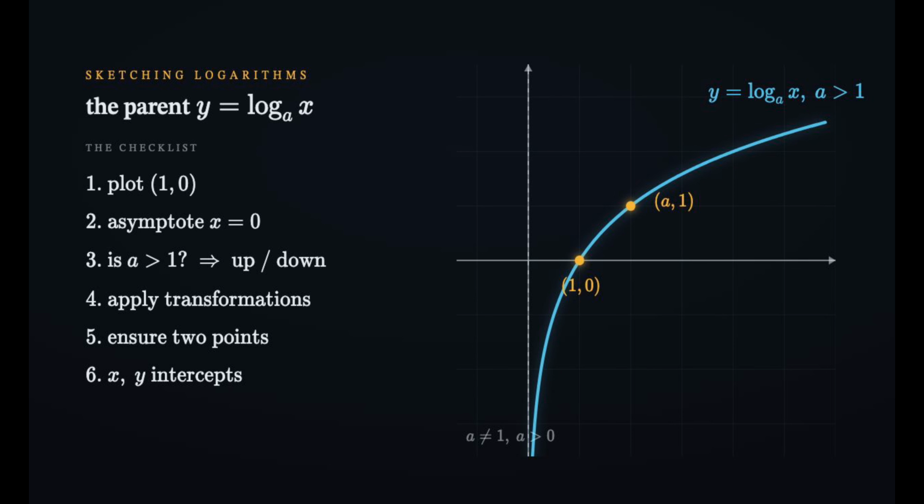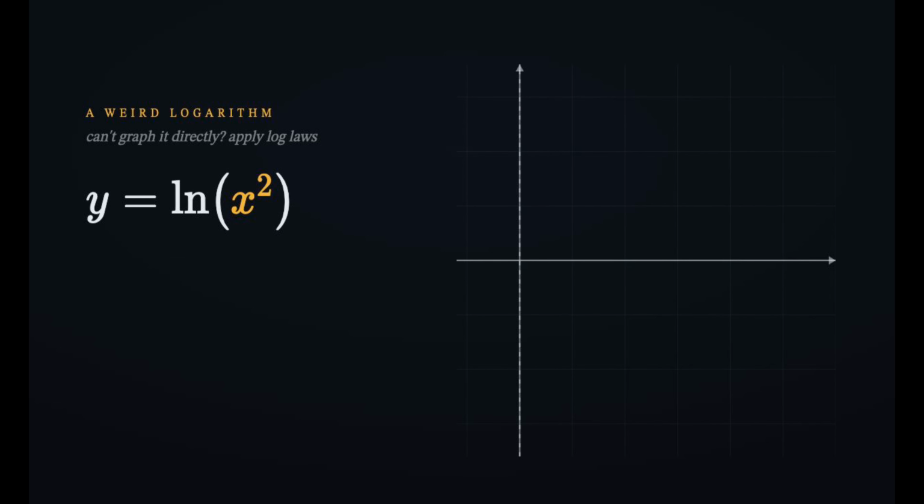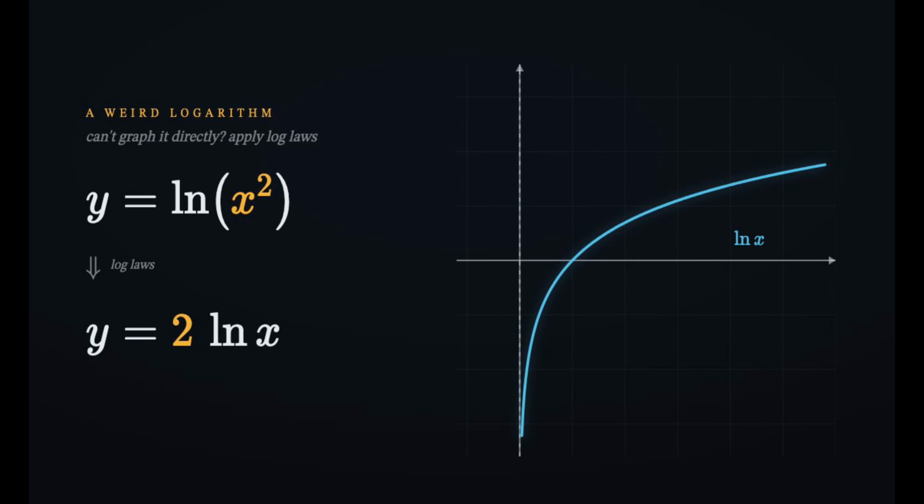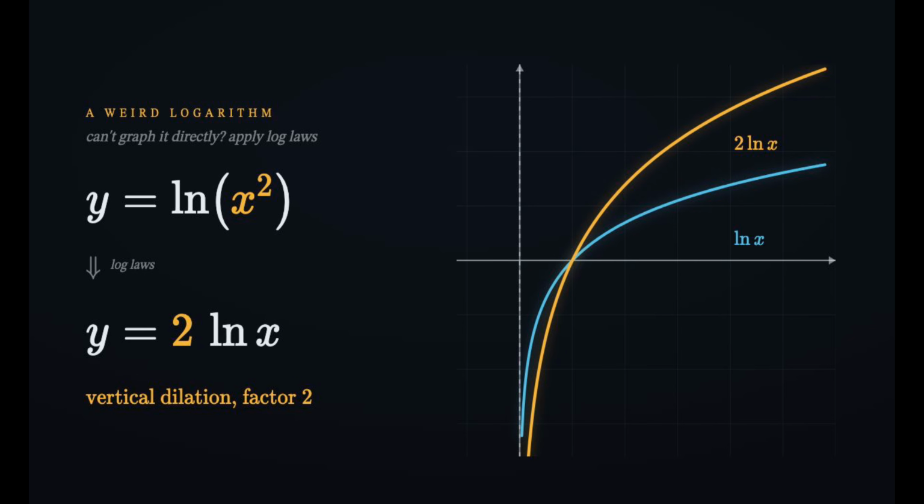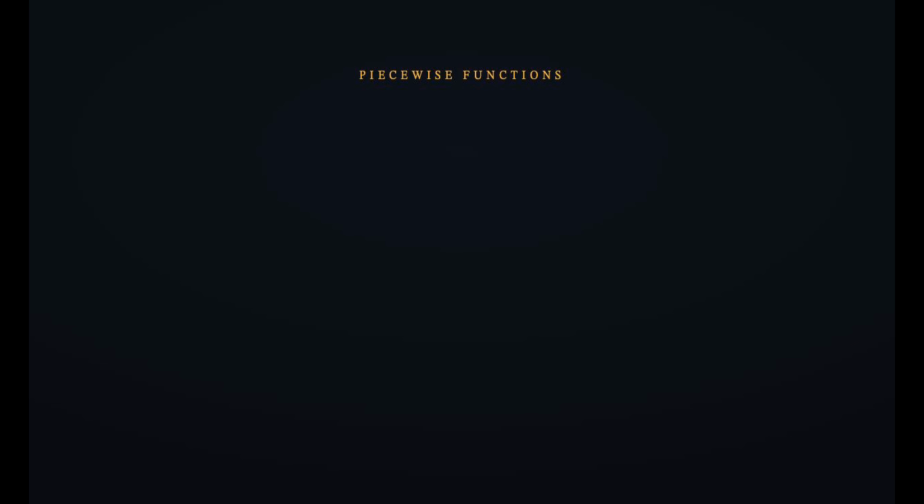5. If the question asks, or if they are easy to find, plot the x and y intercepts. Note that if you see a weird logarithm like ln of x squared and cannot graph it with transformations, you will need to apply log laws. In this case, we can rearrange to 2 ln x, which shows it is just a vertical dilation by factor 2, which is quite easy to sketch. We won't cover log laws in this video since it is about algebra, but just a note. Alright, we've done quite a lot of different functions. Now let's piece things together with piecewise defined functions.